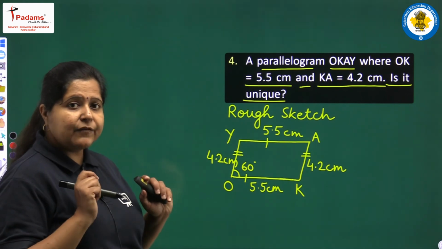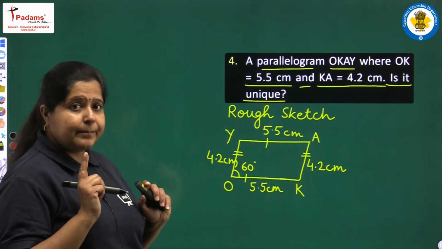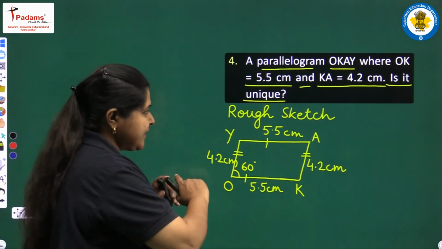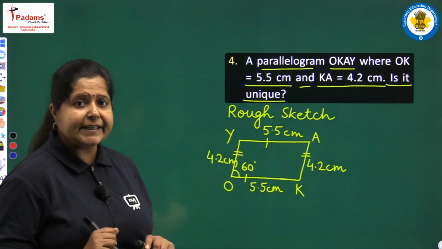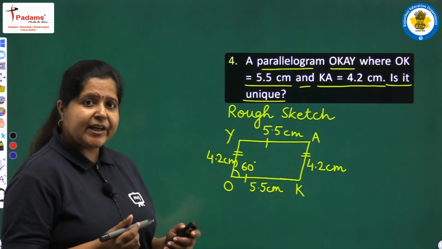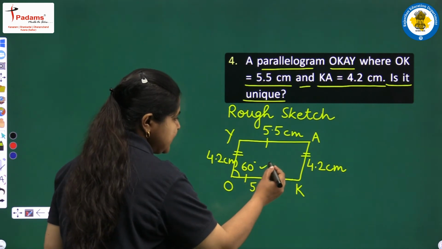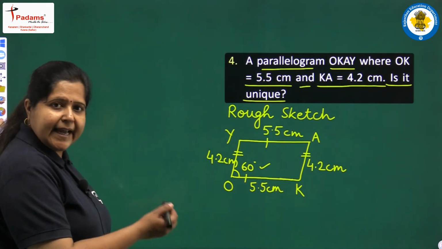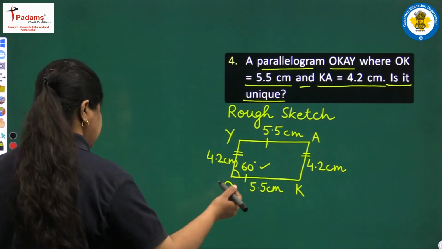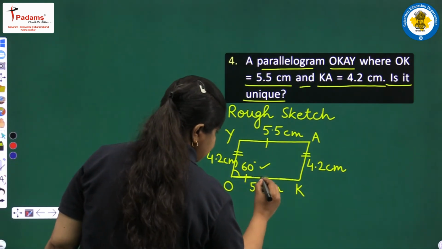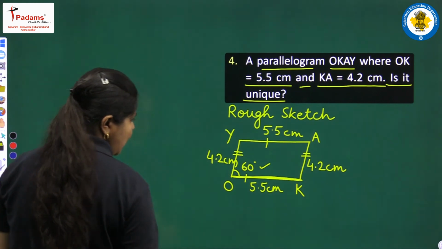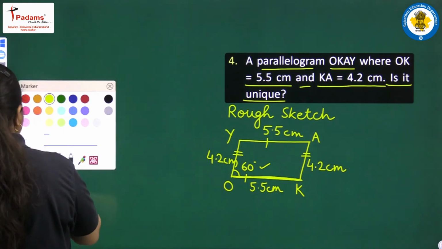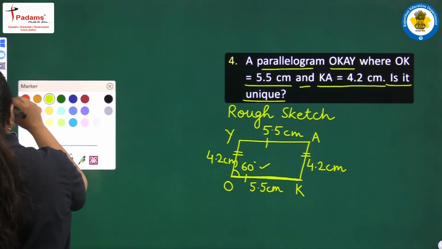And since we are falling short of one more measurement, the parallelogram that we will get will not be unique. It will change as we change the measurement of this angle. So we will take here 60 degree and let us construct it with this. First of all, we will start the construction with OK of side 5.5.